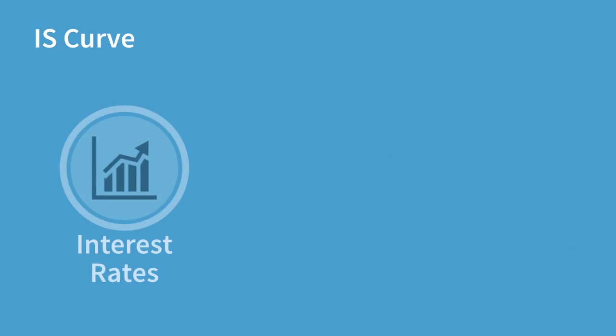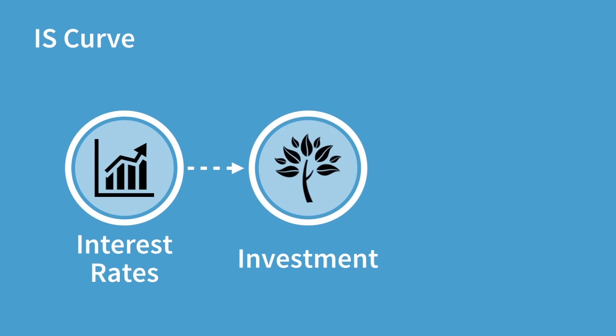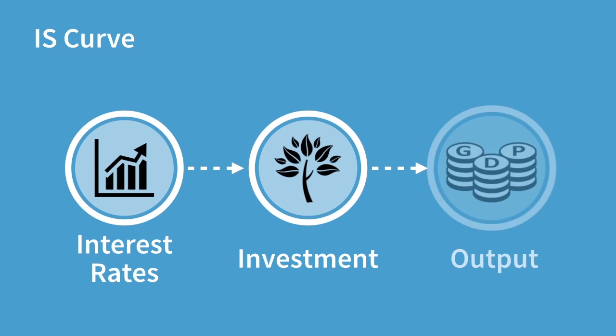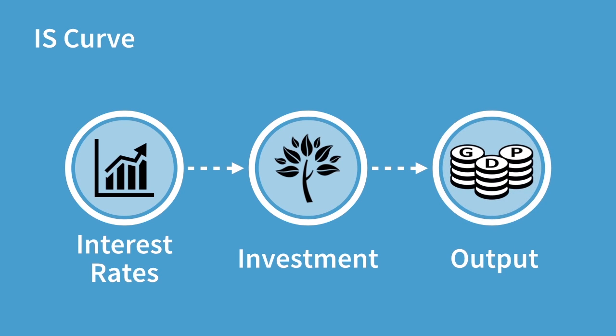So to quickly review, I am saying that while interest rates drive investment, investment drives the overall level of GDP, so we can draw a relationship between interest rates and GDP, which results in a downward sloping IS curve.